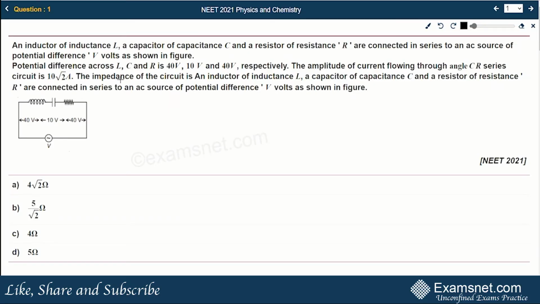Everyone. So today we'll be dealing with physics questions from NEET paper 2021. The first question is from the chapter electromagnetic induction.